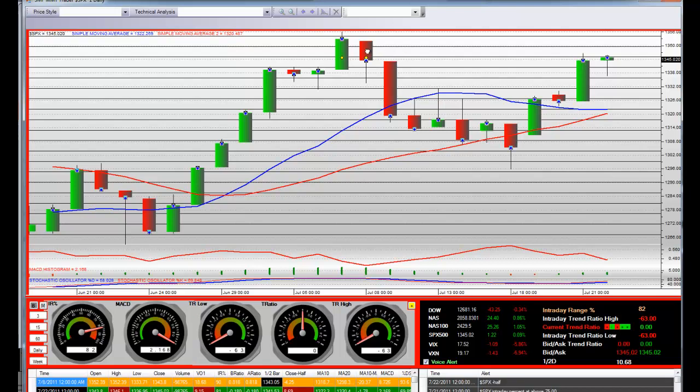This is the bar. Right now, it's a half bar. This is the reversal bar on 7/8. What we're looking for is the same type of reversal bar in the middle of this half bar. That's 1345.05 on the S&P 500.